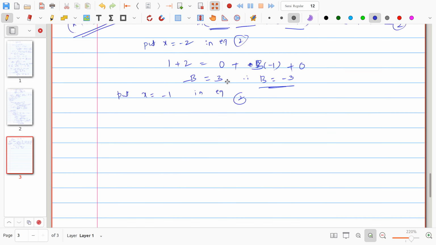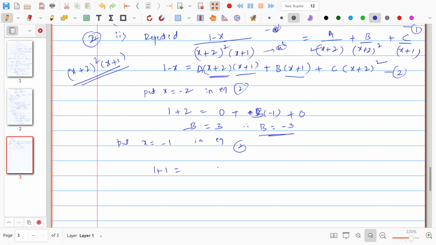What terms will we get? Put x is equal to minus 1. Then the a term will be 0, definitely the a term will be 0, and the b term is also 0, and the c term is c. Therefore c is equal to 2. We have the value c is equal to 2.